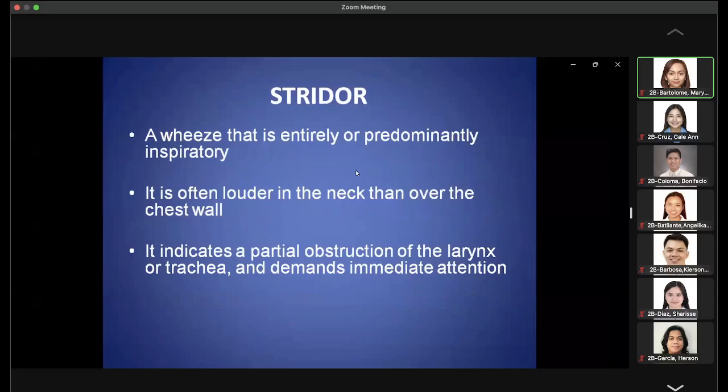Stridor is another adventitious lung sound. It is a wheeze that is entirely or predominantly inspiratory, and it is often louder in the neck than over the chest wall. So when you hear a stridor, it may indicate a partial obstruction of the larynx or trachea, and this one demands immediate attention or is a medical emergency.